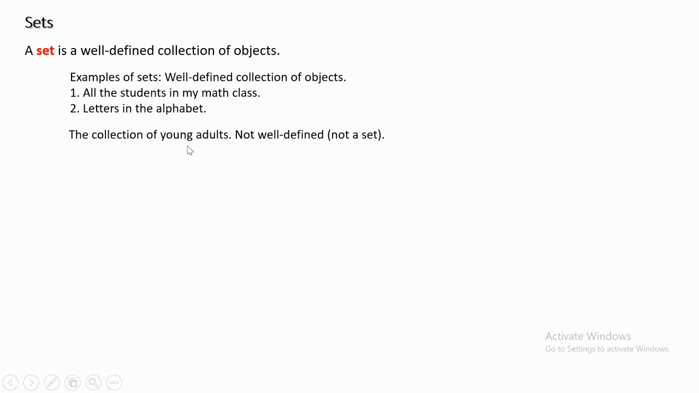For example, the collection of young adults. That's not well-defined because what defines young adults? What's the age limit that's being considered to be young adults? So that's why this is not a well-defined set. How can we make it a well-defined set? Maybe by rearranging it. For example, the collection of young adults between the ages of 18 to 29. Now that's well-defined, right? So this constitutes a set.